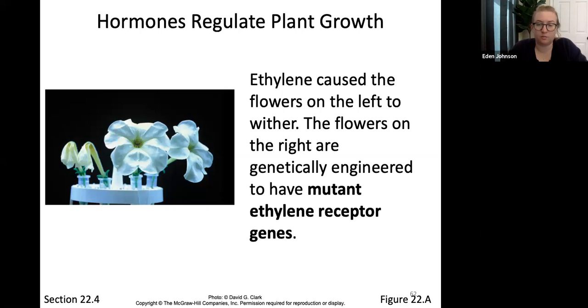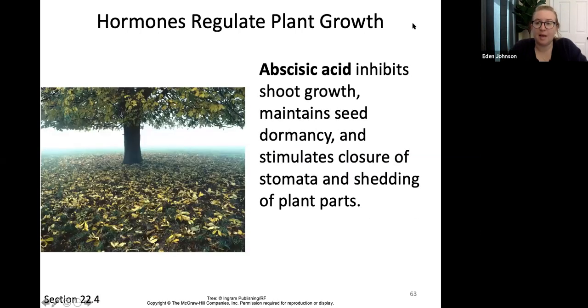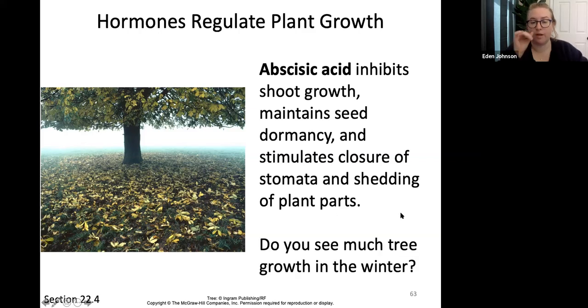Isn't that incredible? All right, then abscisic acid is going to inhibit shoot growth, maintain seed dormancy, stimulate the closure of stomata, which is this gas exchange, these guard cells within the plant leaves. It's also how water will be lost through plant leaves. So if you have closure of stomata, you're not going to be losing as much water, and the shedding of plant parts. Well, guess what? All of these things are going to happen.